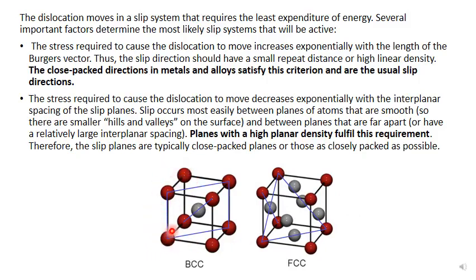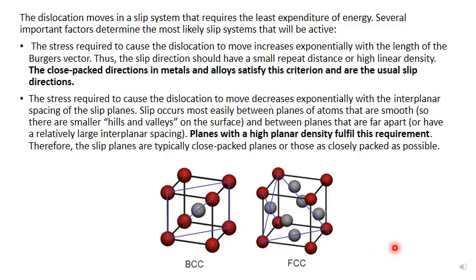Thus, for BCC structure, the preferred plane is the most dense plane, which is that plane here, 110. Because the planar density of this plane is the highest among all others. It is denser than this plane, denser than this plane, and denser than all other planes.